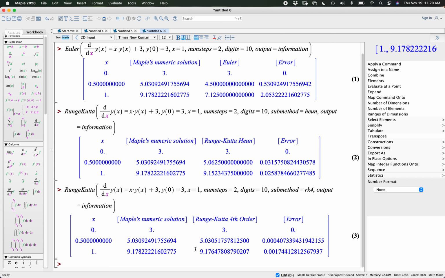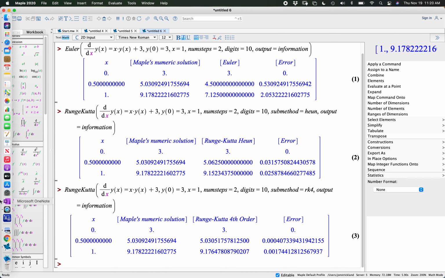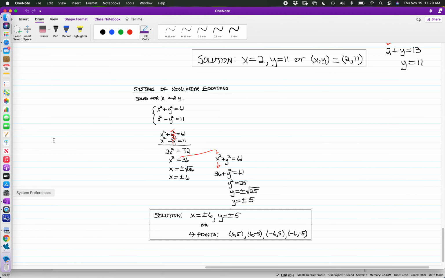And if you notice the sizes of the error. Euler has about 2.053, way off. Improved Euler, your size of error is much smaller at just under 0.03. And in the case of Runge-Kutta, it's right at 0.001.